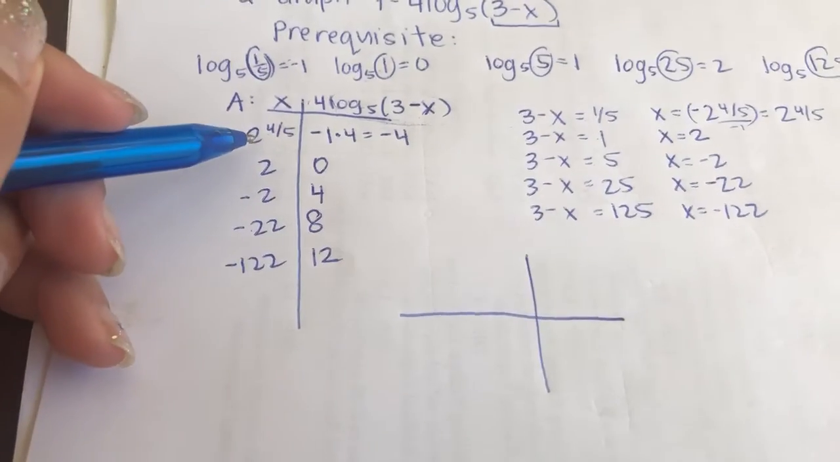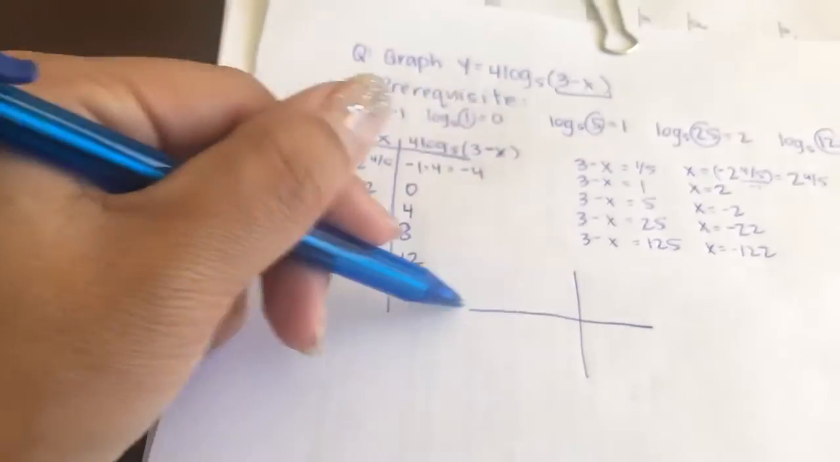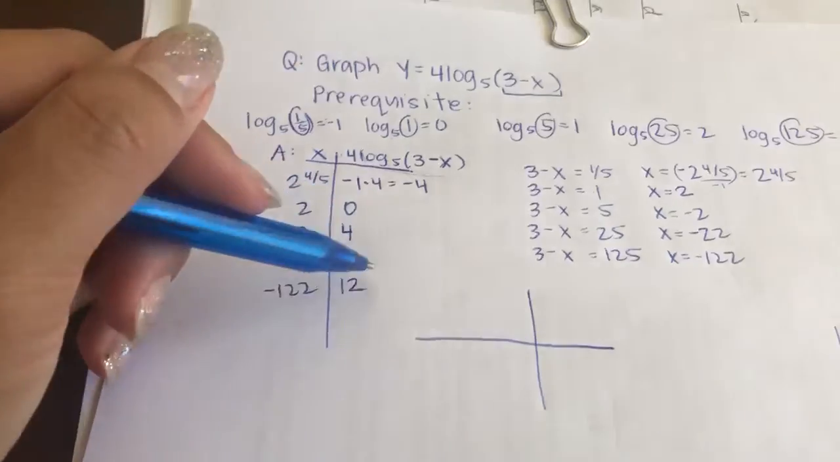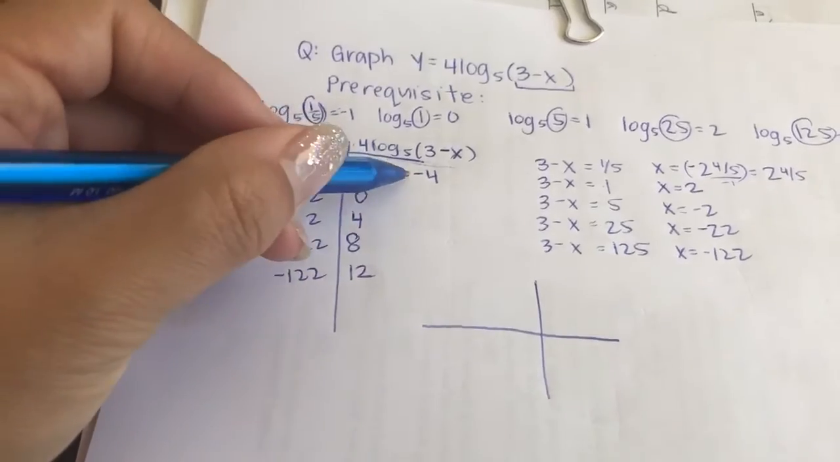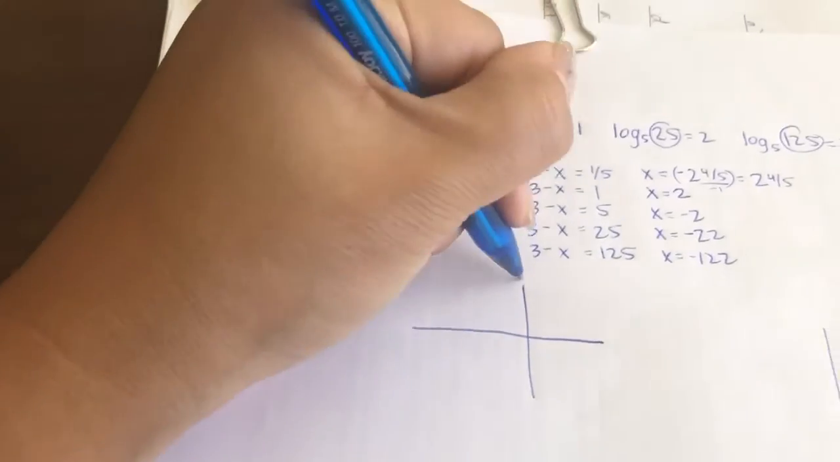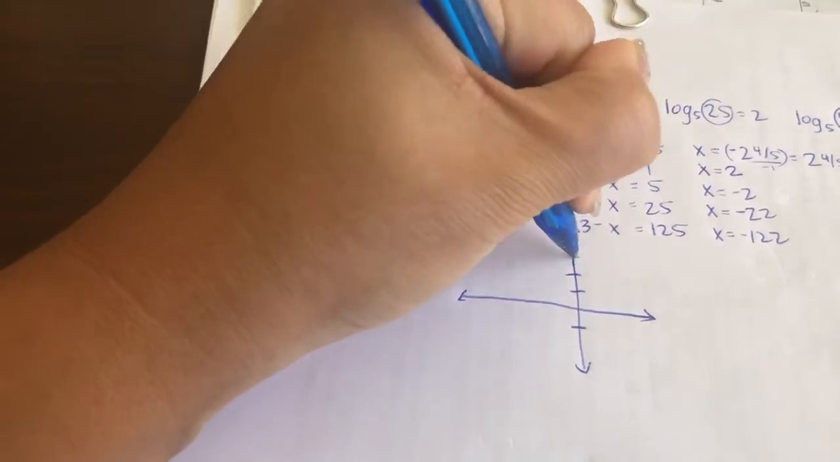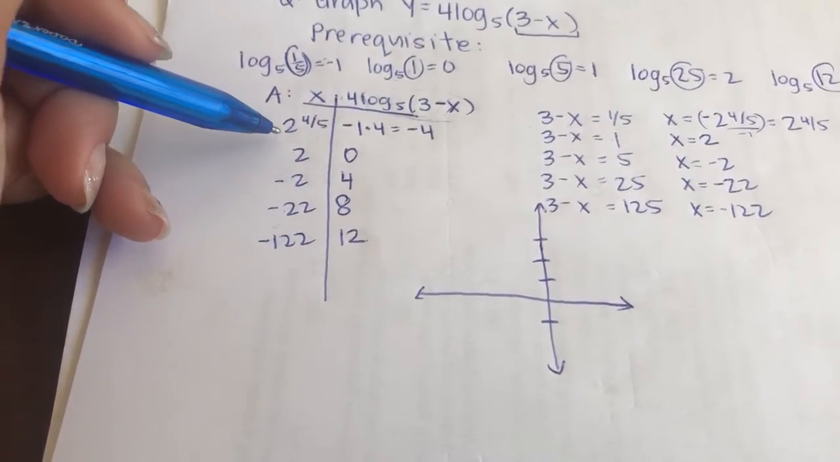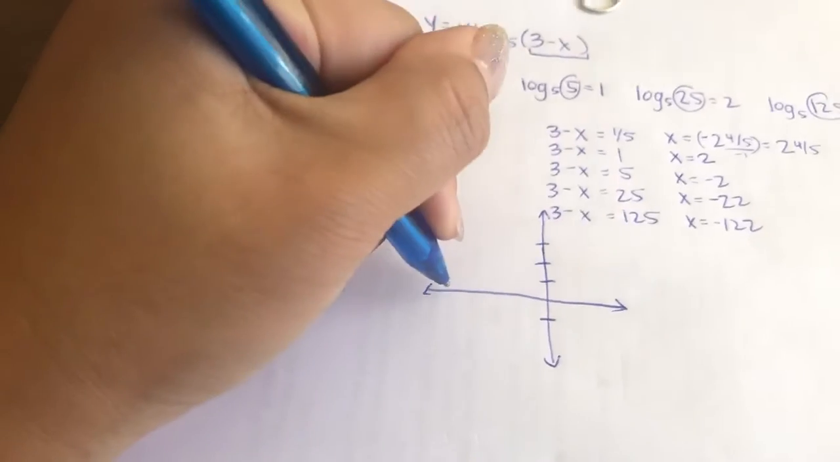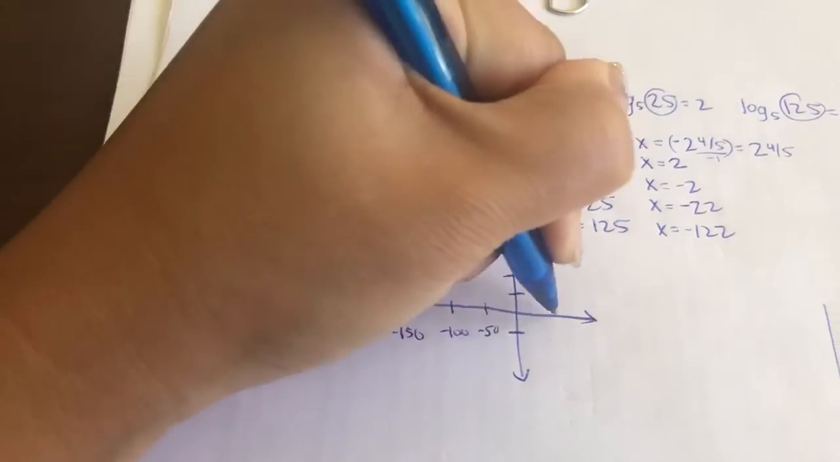Notice that my x values start at 2 and 4/5 and end at -122, so I need to make sure I have a lot of space on the left side of my x-axis, which you don't have to do on your Khan Academy because they already have it graphed for you. My y values start at -4 and increase, so I should leave more space upwards: -4, 4, 8, 12. For the x-axis, I should go all the way down to -122, so I'm going to do -150, -100, -50, and +50.